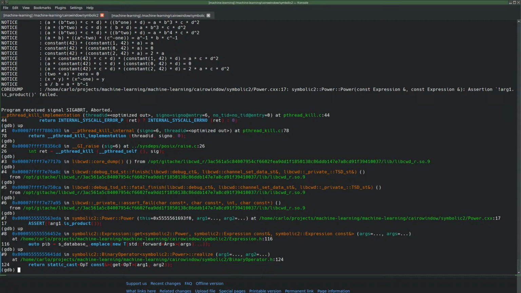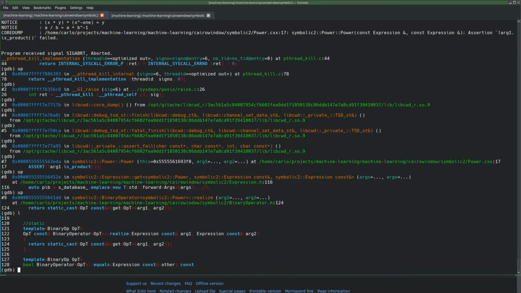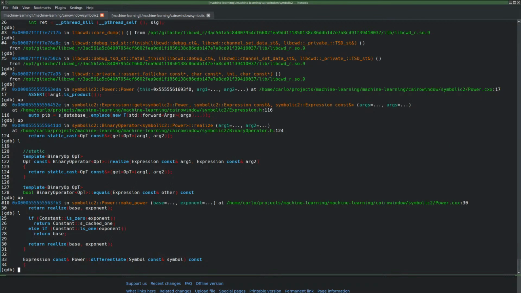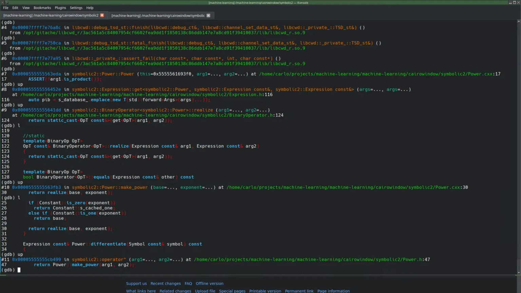So argument 1 here. I mean, this is the realization of a product, right? No, realization of a power. So argument 1 is a product, which was not allowed. So the problem here is that we call make power, where the base is a product. Now we go even further up.